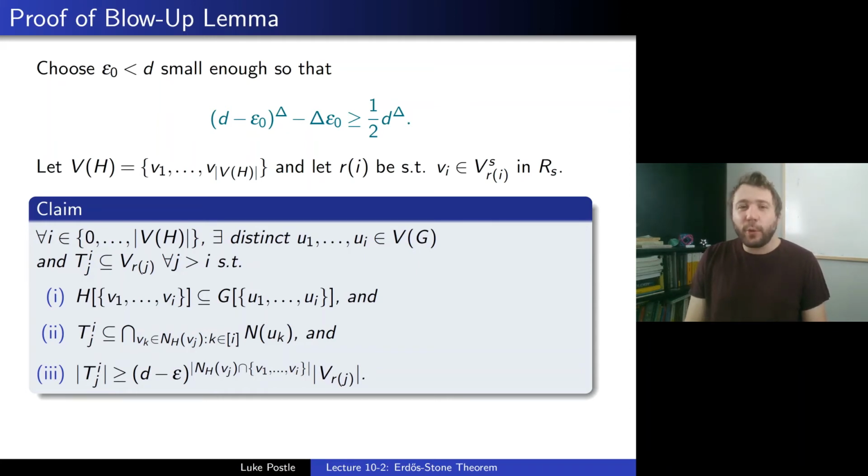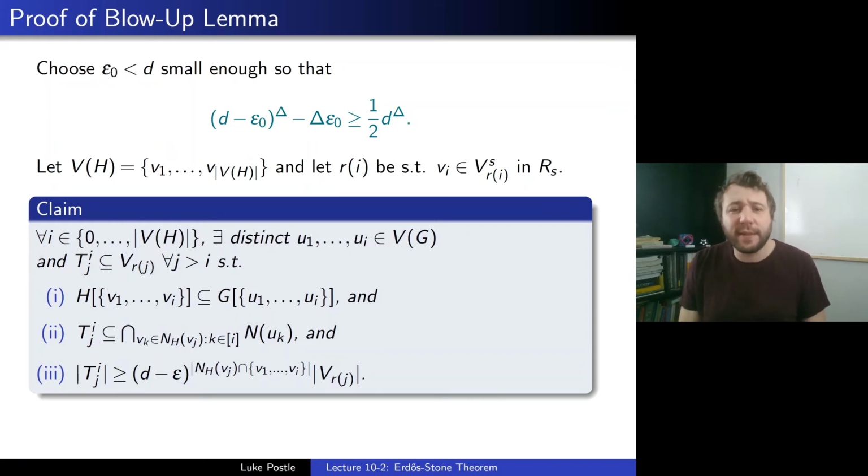So we want to control how the target sets are, namely that they're large. So the claim is that the target set Tij will be a (d minus epsilon) to some power proportion of Vrj, where that power is the number of neighbors of Vj in the earlier vertices, V1 to Vi. So for each earlier neighbor, you're going to lose a factor of d minus epsilon, which should remind you of that previous lemma and the expression for the choice of epsilon 0 above.